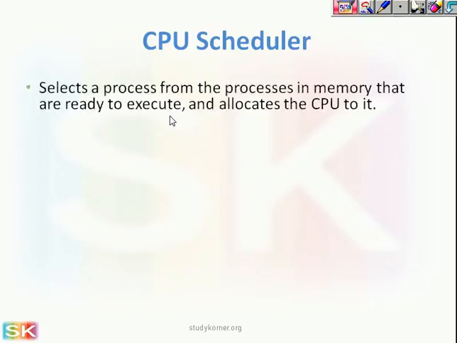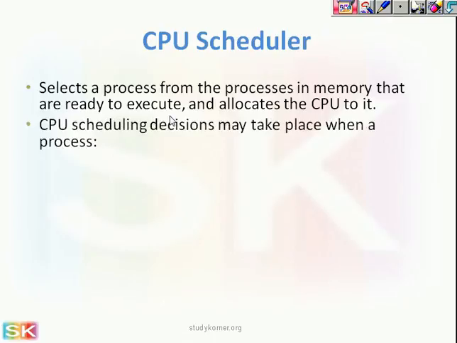So a CPU scheduler selects a process from the processes in the main memory that are ready to execute and allocates the CPU to it, right? Then a CPU scheduling decision may take place when a process switches from running to waiting state. So when a process is going to waiting state from running state, now the CPU is idle, and when the CPU is idle, there is a need to put another process in the CPU so that the CPU will not remain in the idle state, right?